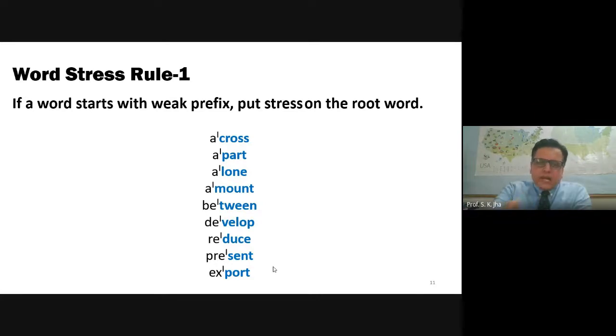So when you pronounce, I have also used these diacritic markers of stress. So you will pronounce with me. You say after me, no matter if it is audible to me or not, don't worry about that. But you can pronounce the way I am pronouncing: across, apart, alone, amount, between, develop, reduce, present, export. So this was rule number 1.